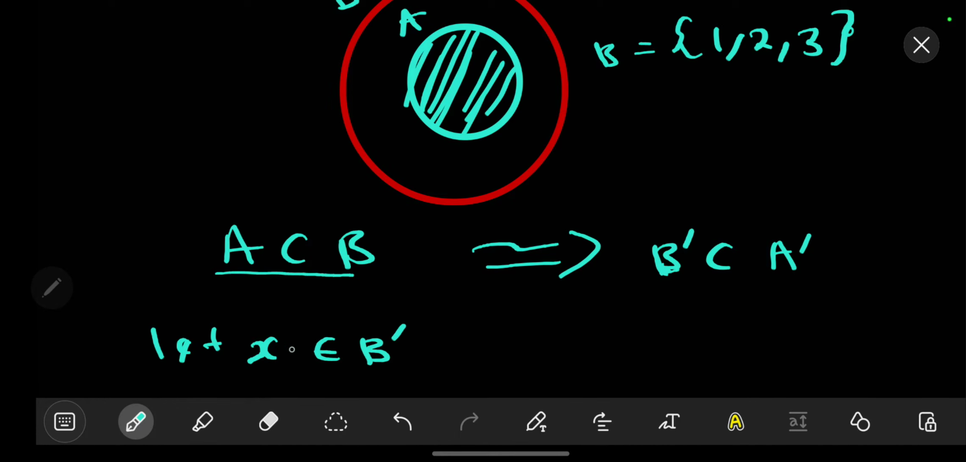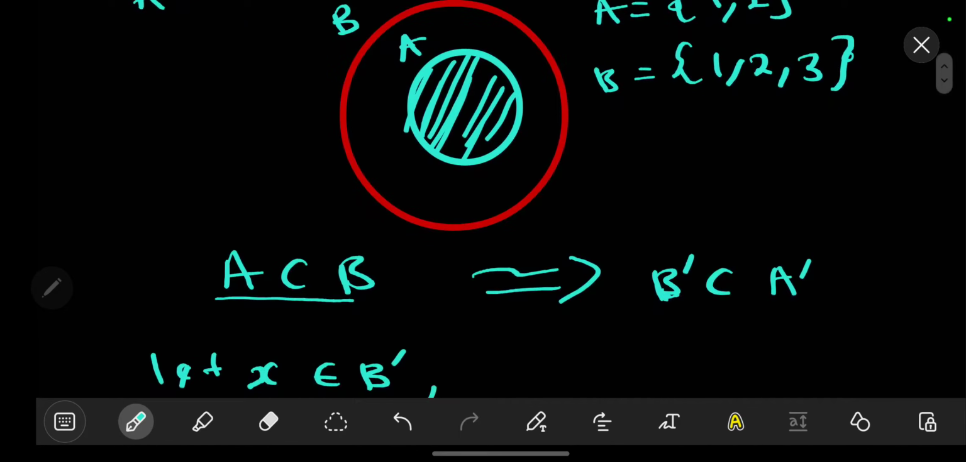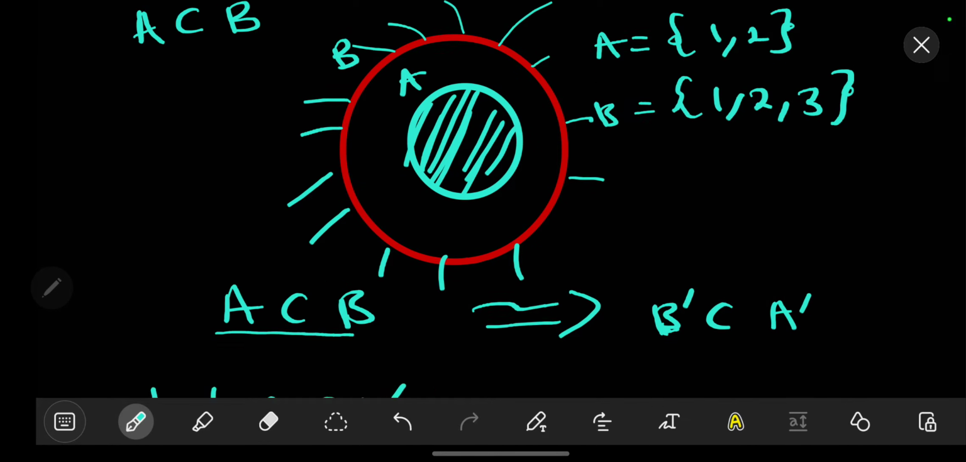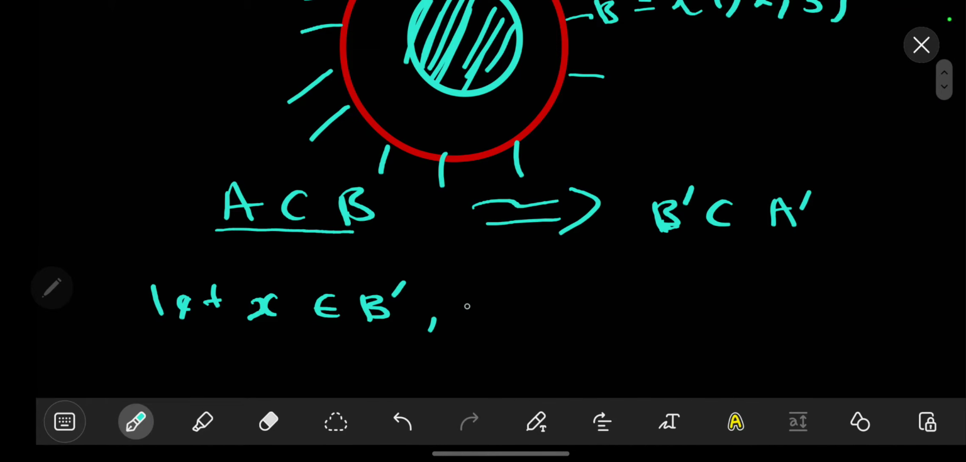Now what does this mean? When you say that X is a member of B complement, it means X is a member of everything excluding B. So it is all the members that are not in B. Now that means already that X must not be a member of B. Since X is a member of B complement, it cannot be a member of B.